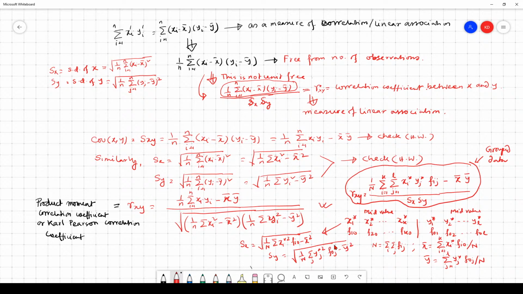So I want to stop today. In the next class, I will discuss the properties of the correlation coefficient and its limitations. If time permits, we will then discuss regression analysis.